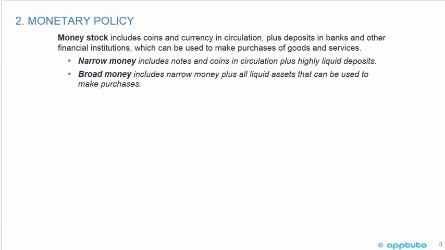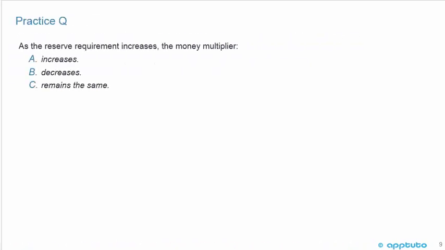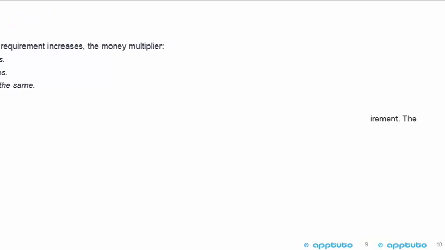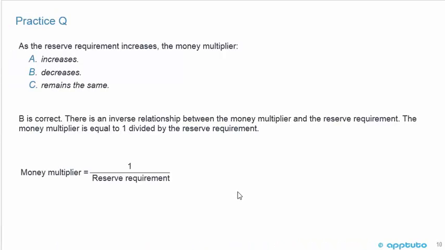Broad money includes narrow money, plus all liquid assets that can be used to make purchases. Quick and easy practice question to check your understanding. As the reserve requirement increases, the money multiplier: A, increases; B, decreases; or C, remains the same. Okay, that should be an easy question.